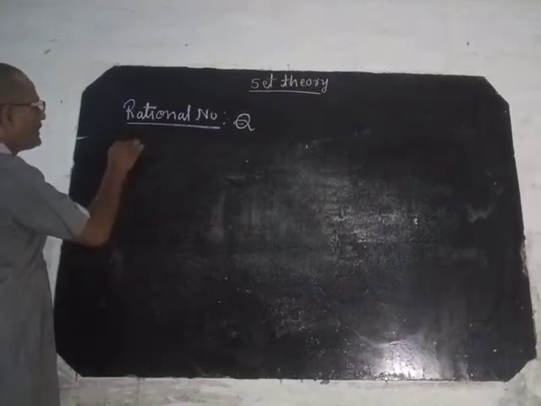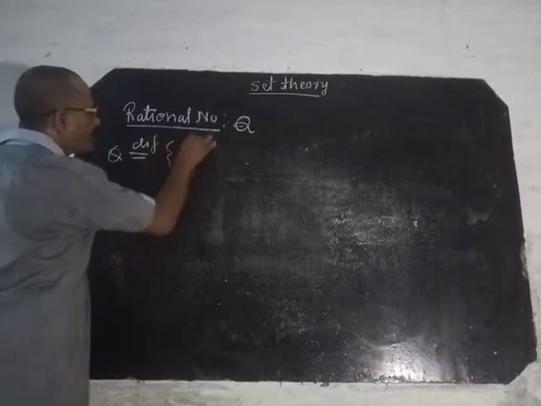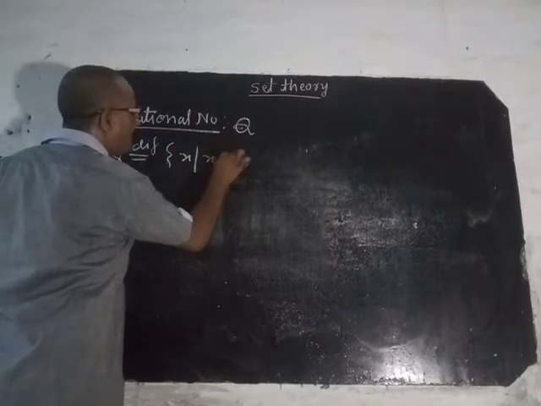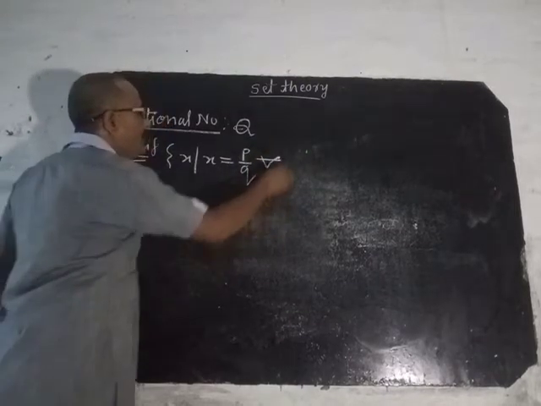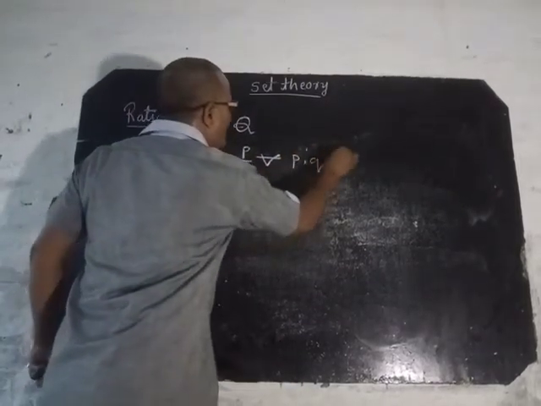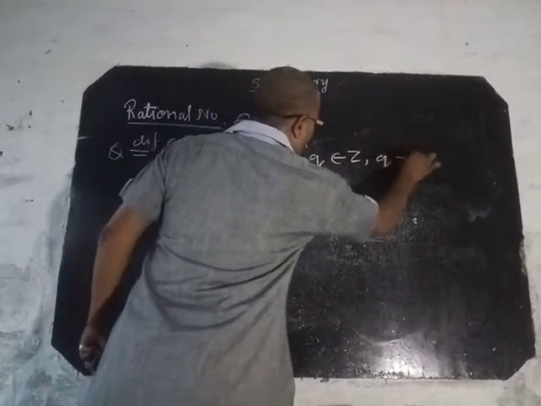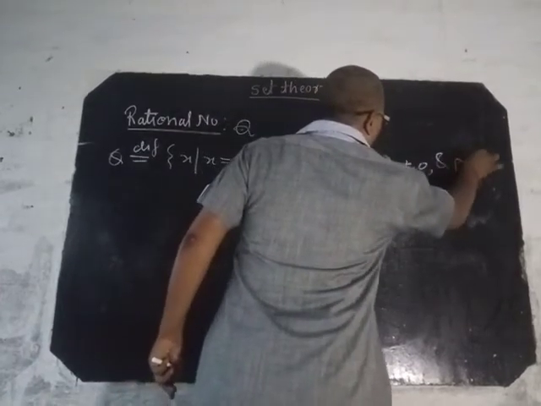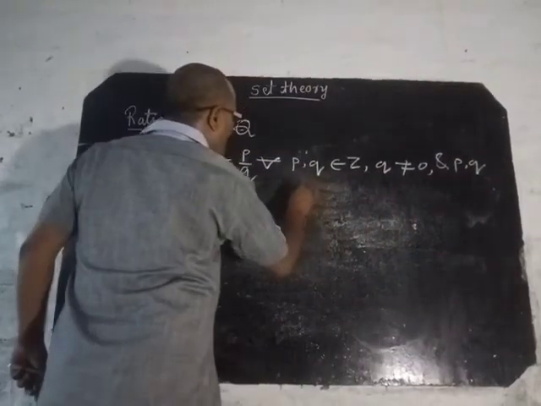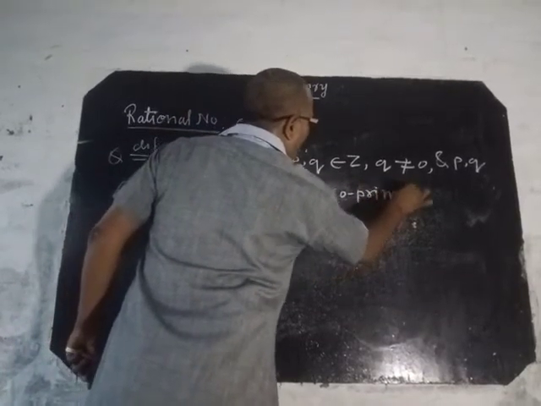A rational number can be defined as x such that x is equal to p by q, for every p and q belonging to integers, q not equal to 0, and p and q are co-prime.